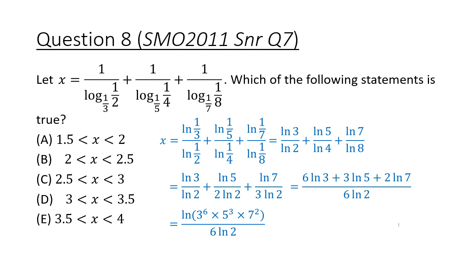Now this is not easy to compute, but we don't need to get a precise answer for x, we just want an estimate. So what we're going to do is approximate 3 to the power of 6, which is 729, to be 720. And 5 to the power of 3, we can keep it as 125. And 7 squared, instead of 49, I'm just going to estimate it to be 50. So this is nice because it's easier to compute.